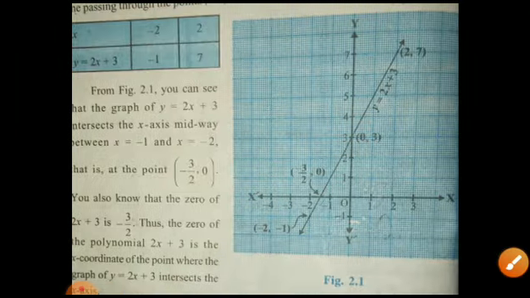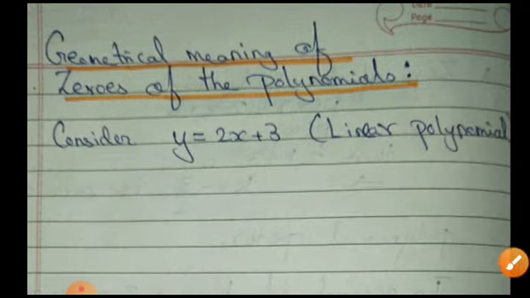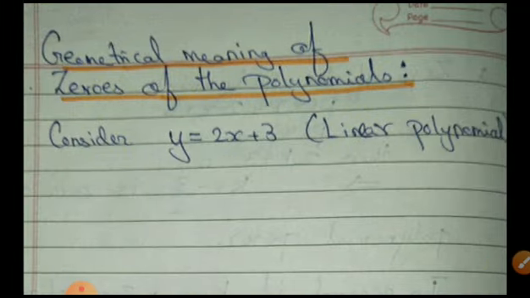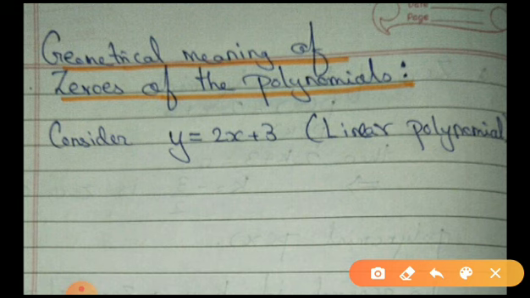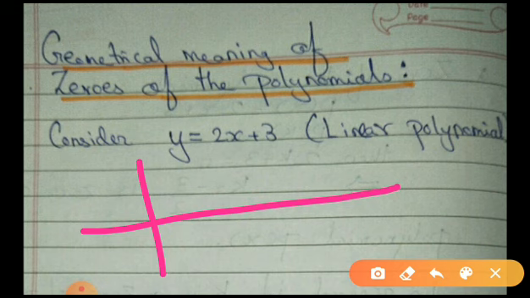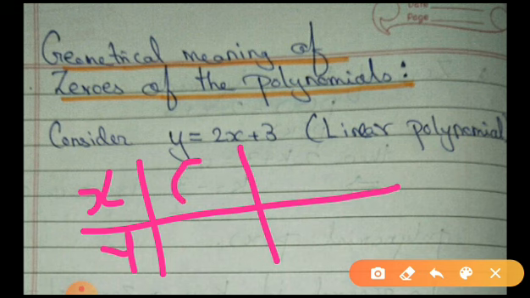Then, so what we had was y equal to 2x plus 3. Now, I am going to plot the points which will satisfy this equation. So, I am writing here x and y. To draw the graph of this equation, I have to plot the points. So, the easiest way is to put x equal to 0. So, if x is 0, y will be equal to 3.